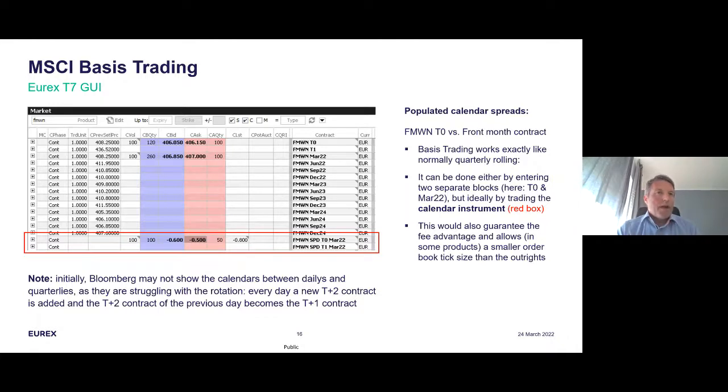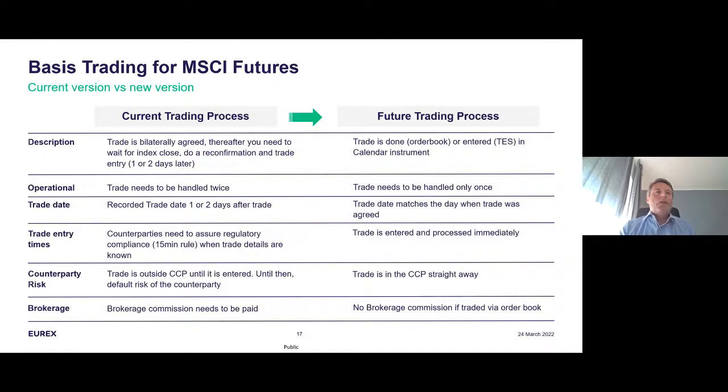Good. On the next page, you see once again the current process, how you do basis trades in the environment as of today, and how it would look in the futures, just to show the benefits of this functionality. Today you agree a trade via the basis, and then you have to wait 1 or 2 days or even 3 until the index close is there. And then you need to go back to that same trade and reconfirm with your counterparties, "This is what we have now defined," and then enter the trade.